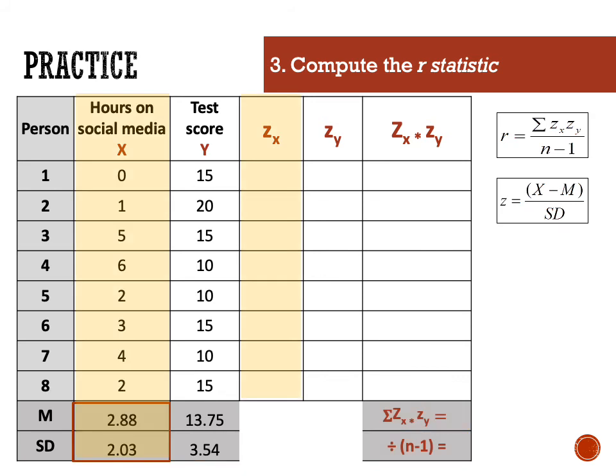So I'm going to walk us through the first 2 rows of data. We'll start with our first variable, hours on social media. So the z-score for the first row is going to be 0. That person spent 0 hours on social media. The mean is 2.88. So I'm going to do 0 minus 2.88. That gives me negative 2.88. And then I'm going to divide that by the standard deviation of 2.03. That gives me a z-score of negative 1.42.